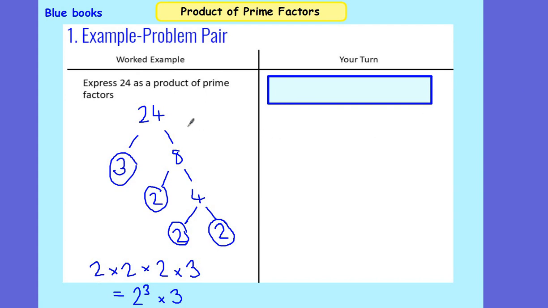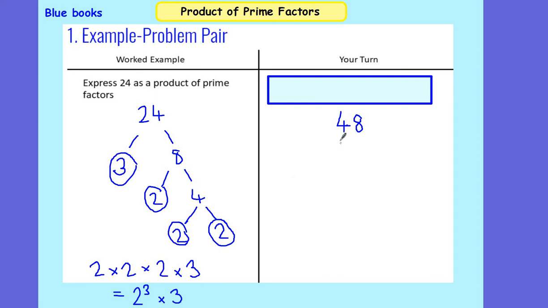Can you now, in your dark blue books, have a go at doing 48 for me? Pause the video for a couple of minutes, draw out the prime factor tree, write out the product of prime factors and see if you can put it in index form. Off you go.